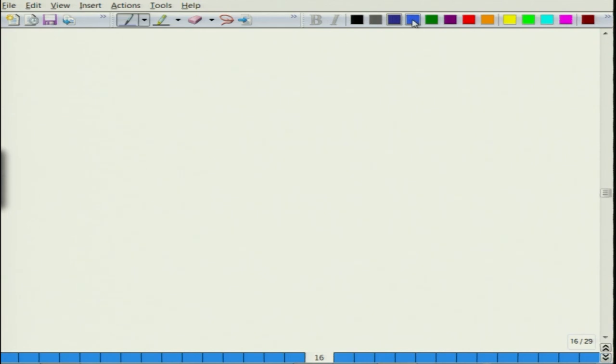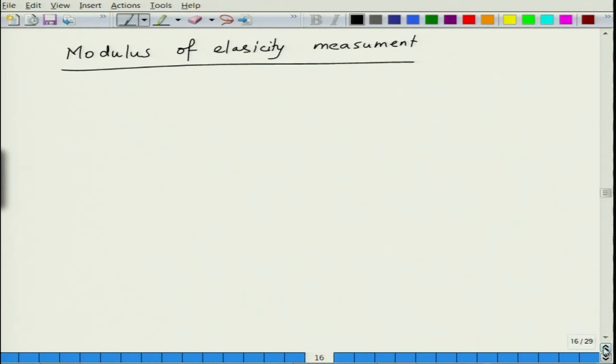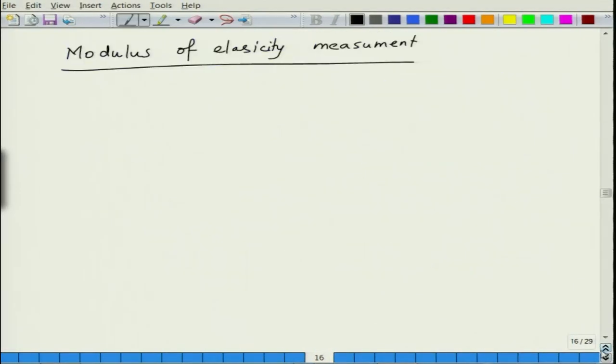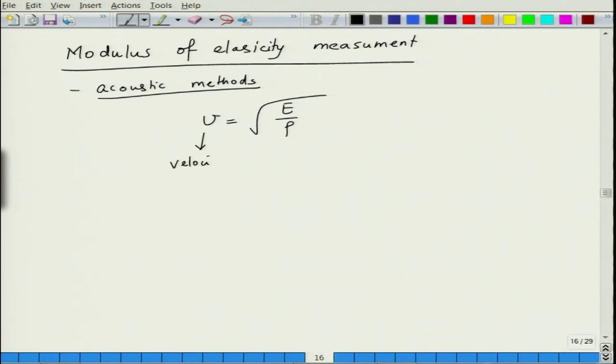So, modulus of elasticity can also be determined by other means. Not only can you determine that by carrying out a stress strain measurement, from the slope of the linear region, but you can also determine it by acoustic methods. Because velocity of sound V in a material is related to modulus in such manner. So, this is velocity of sound, this is density and this is modulus.